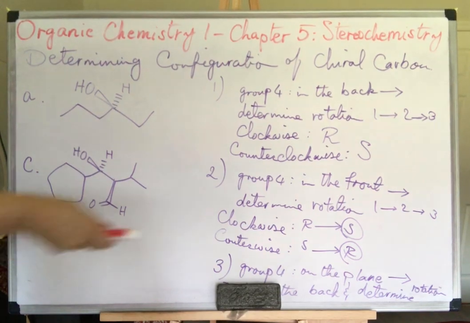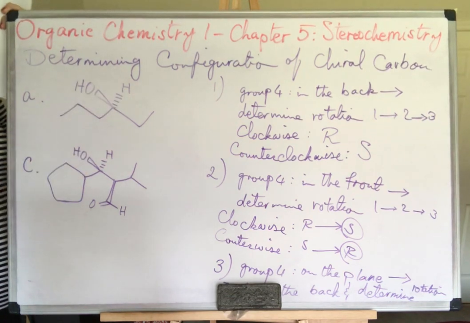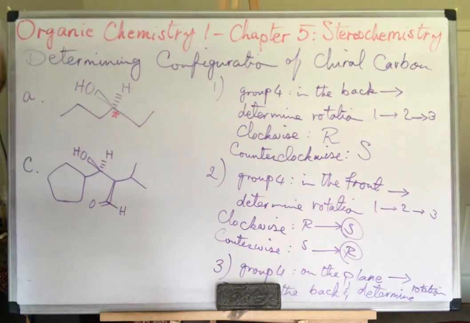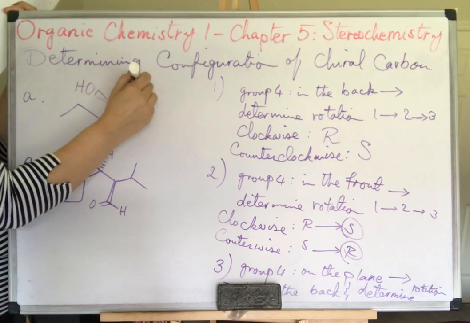Okay, you haven't forgotten how to determine R and S. Let's work on determining R and S on an actual molecule. Hydrogen. First of all, this is the chiral carbon, for sure, because it's connected to 4 different groups. Let's determine the priority of the groups first. Hydrogen is the least priority group.